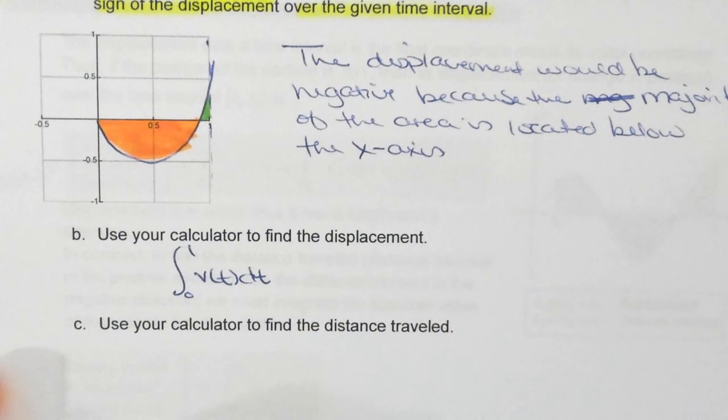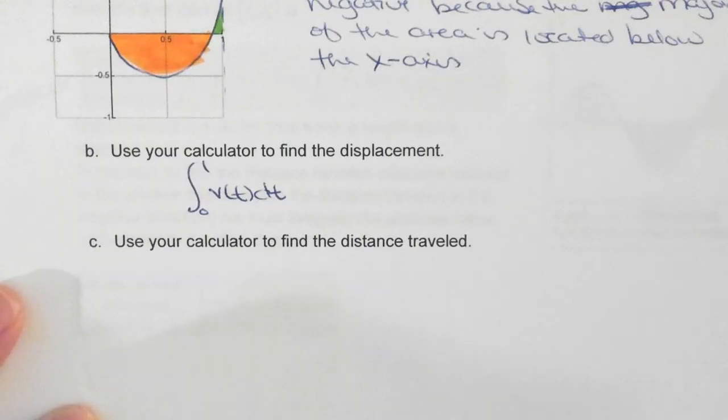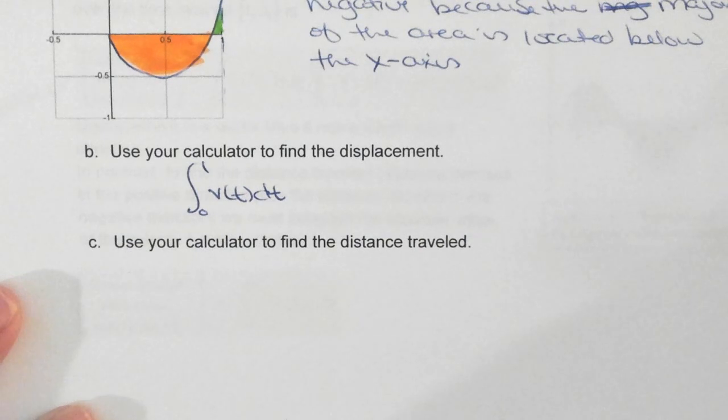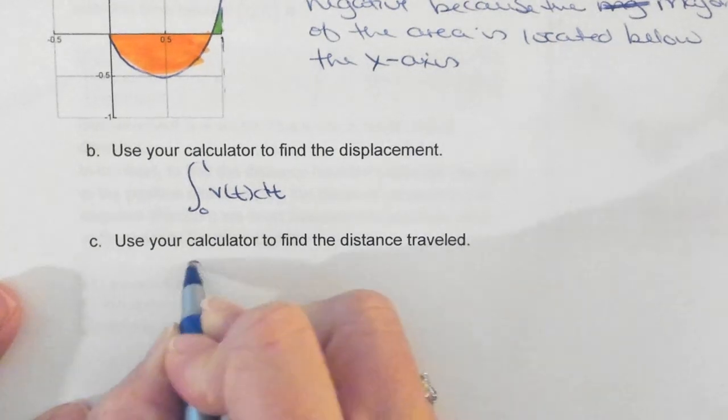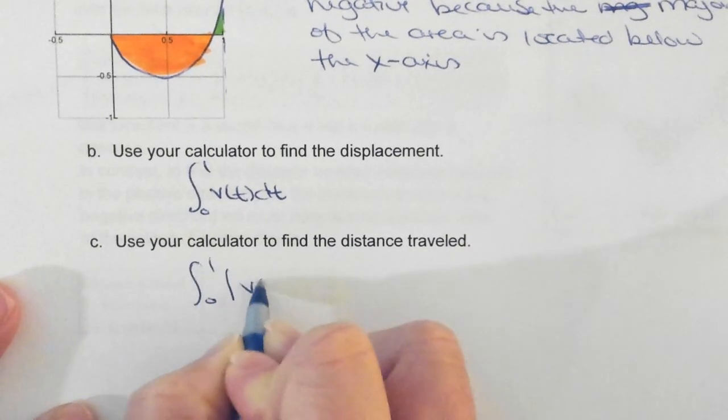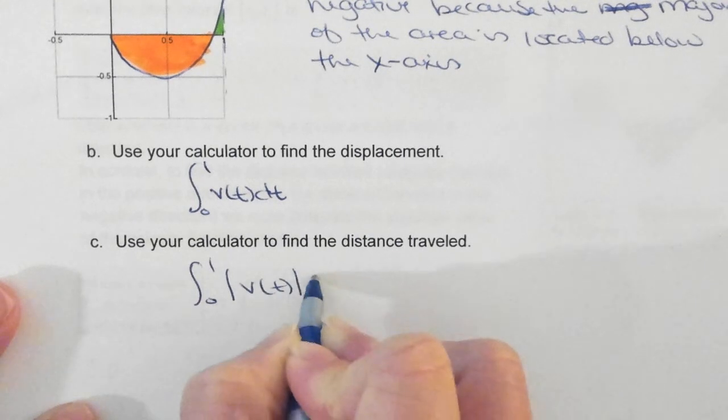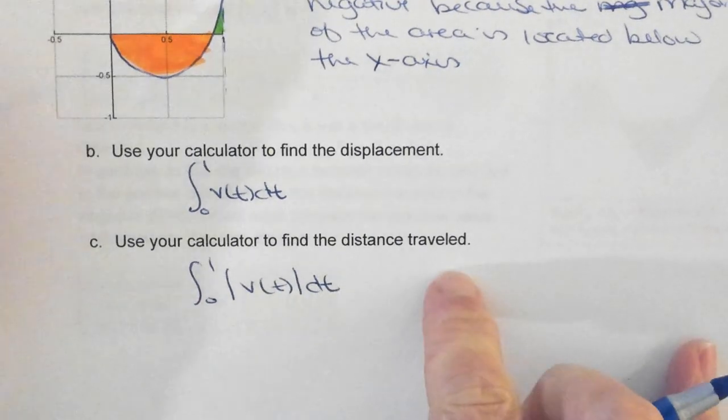Everybody okay? So what is the only difference between displacement and distance if I had to write out how to find it? Displacement can be negative. So how do I fix that for absolute value? So you have the integral from 0 to 1 of the absolute value of v of t dt. Okay, so now this is all set up for me.